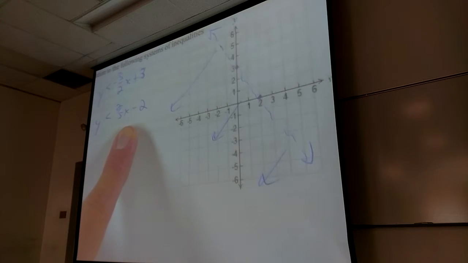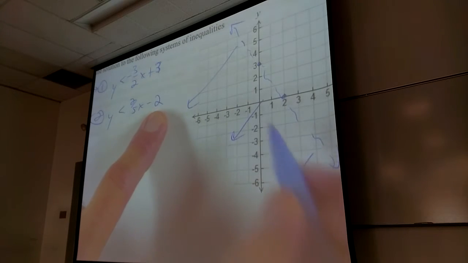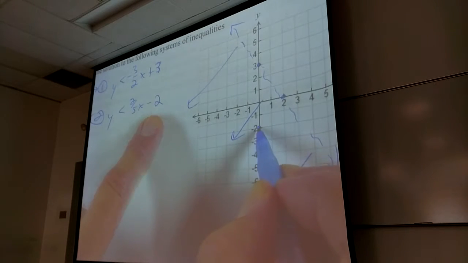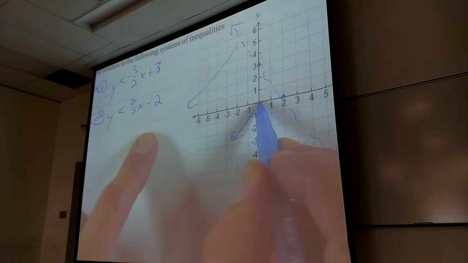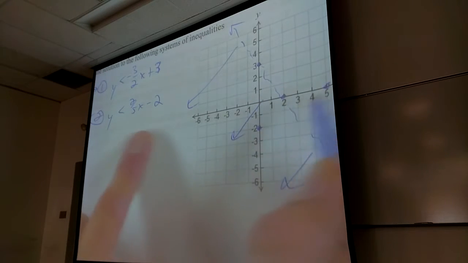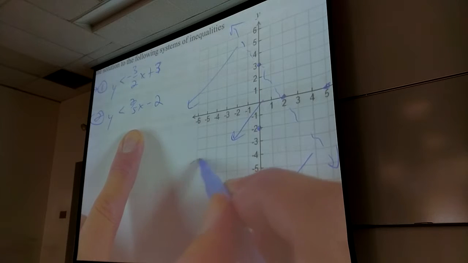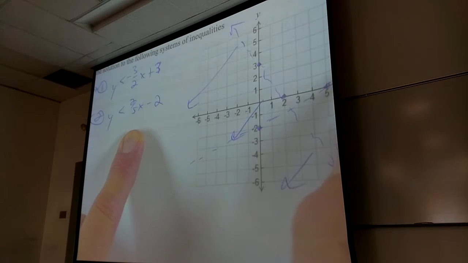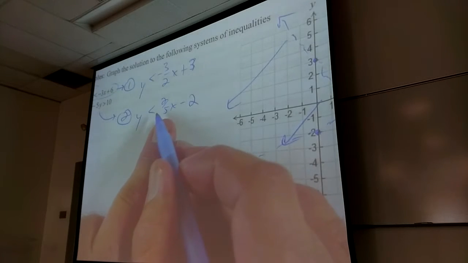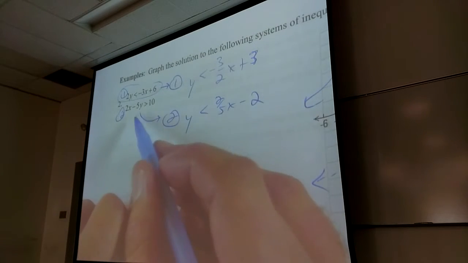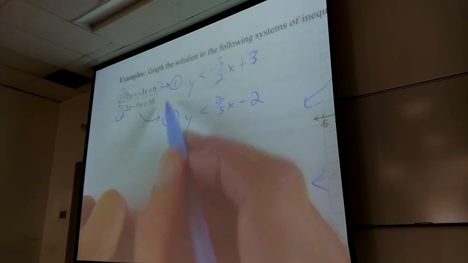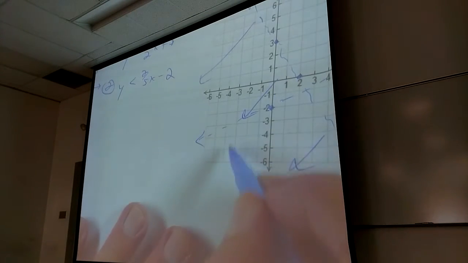Now how do I graph this one? The y-intercept is negative 2, and then I go up 2, over 5. What kind of line is it going to be? Another dashed one. And this one I'm also going to shade down. If I plug 0, 0 in, is 0 minus 0 bigger than 10? No. So I shade away from 0.